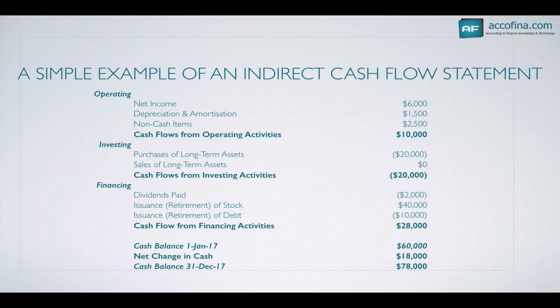And here's a simple example of an indirect cash flow statement. Now, the investing and financing activities sections have literally been cut and pasted, so there's no difference there. The only difference is the operating activities section in the indirect statement. So this time we start with the net income figure from the profit and loss statement. They had a profit of $6,000, and then we add back the depreciation and amortization of $1,500, and then we also add back some other non-cash items of $2,500, and that equals the same cash flow from operating activities section total of $10,000.